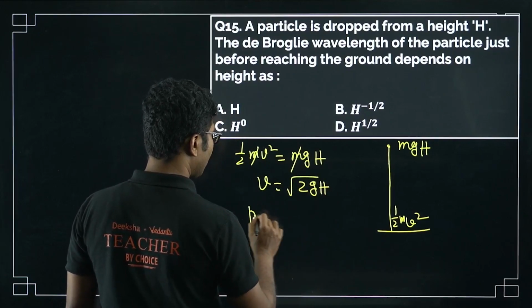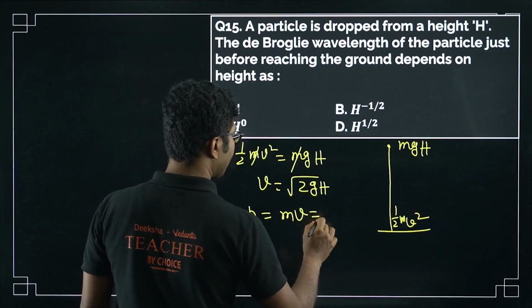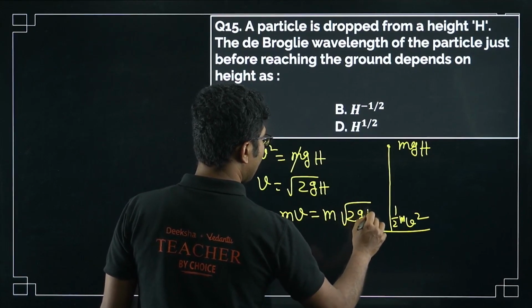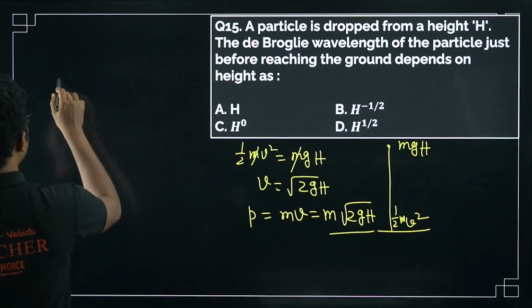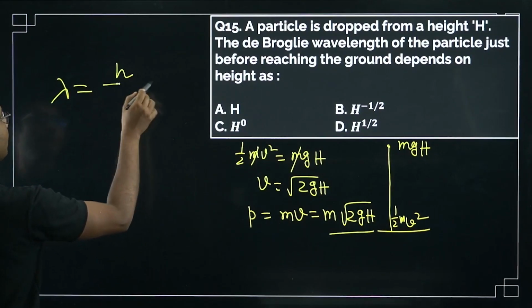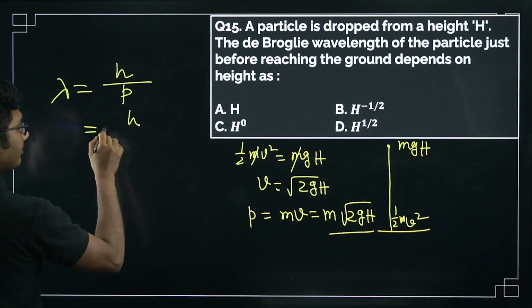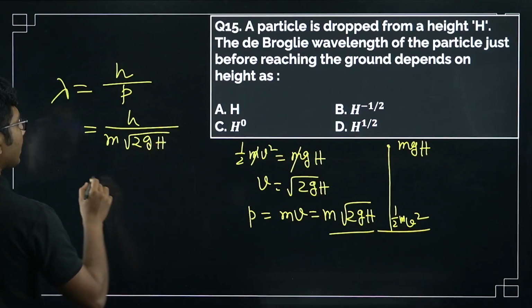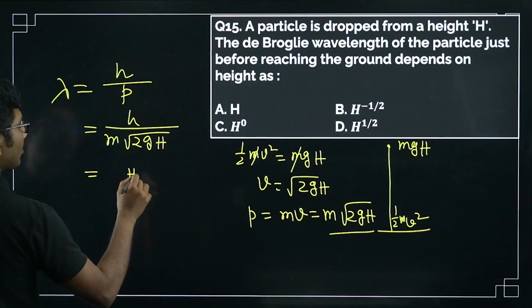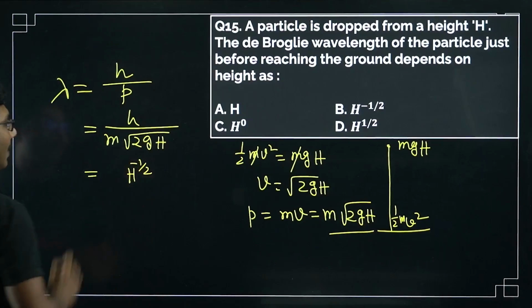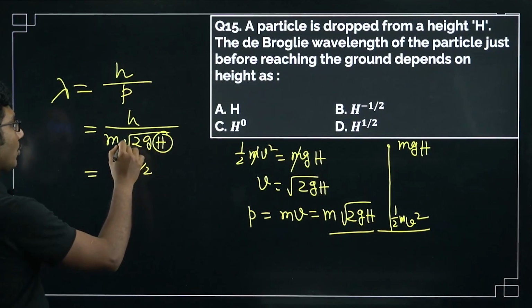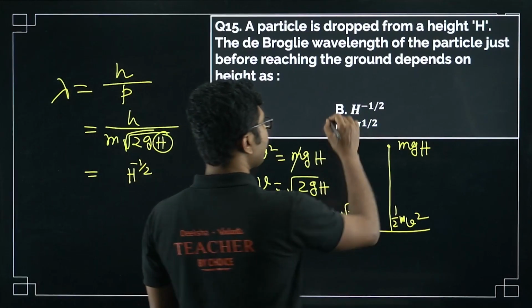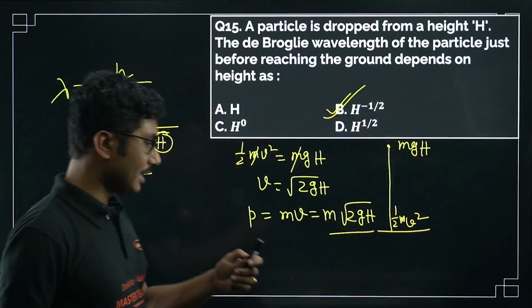So what is the momentum? Momentum is mv, which is nothing but m into square root of 2gh. So what is the de Broglie wavelength? De Broglie wavelength is h by p, which equals h divided by m square root of 2gh, right? Or you can say this is directly proportional to h to the power minus half, right? Square root means half, division means minus half, so it will be minus half. So answer will be b, h to the power minus half.